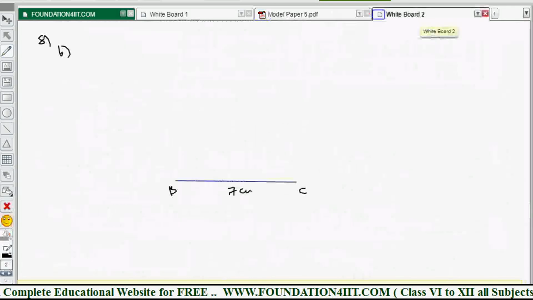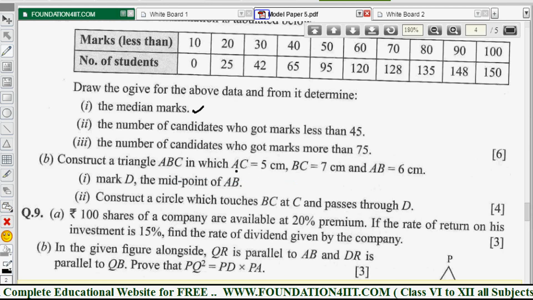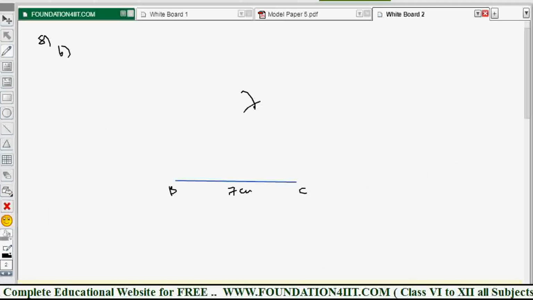AB is 6. So from B, a 6 centimeter arc we should draw. And from C to A is 5 centimeters, so a 5 centimeter arc we should draw. Where both are joined, that is the point A, you can join. I have already explained the construction videos clearly with the geometry box. Now after constructing triangle ABC, one side is 6 centimeters, one is 5 centimeters.